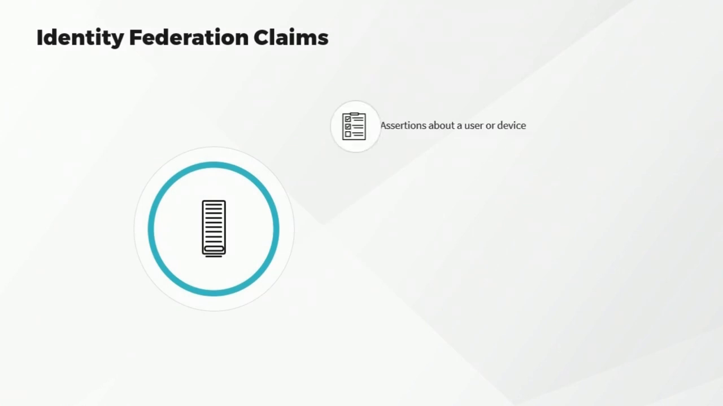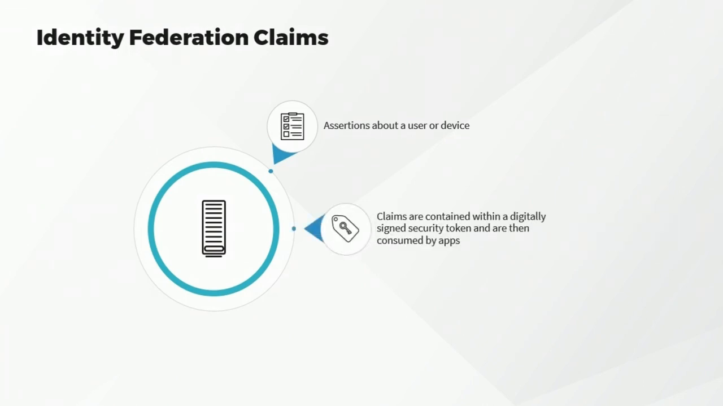What is a claim? A claim is an assertion about a user or a device. Now, these assertions or claims are contained within a digitally signed security token, so the IDP signs that, and then that digitally signed token is sent to and consumed by an app. But what is a claim? We know it's in a security token. Well, it's just some kind of relevant attributes that were configured for the app that needs to consume them.